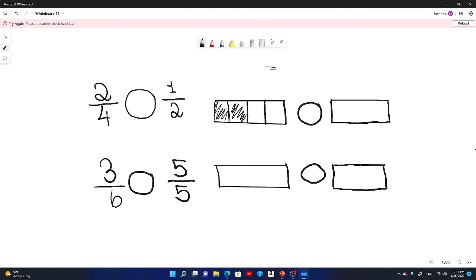And now we're going to draw 1/2. So it's going to be like this and this. So as you could see, if you do 2/4 over here and 1/2 over here, 1/2 is actually equal to 2/4, because if you do this and this, as you can see, it's equal to 2/4. So these two are actually equal.